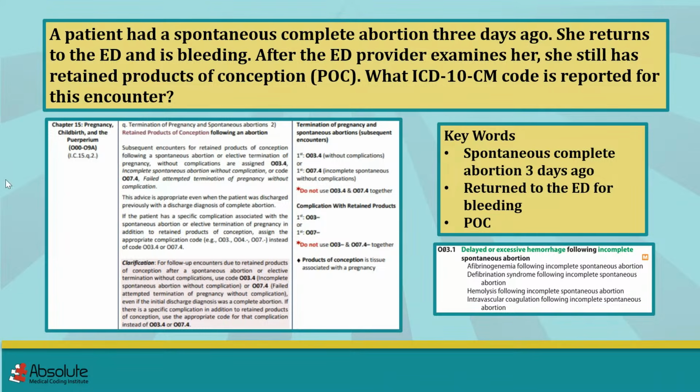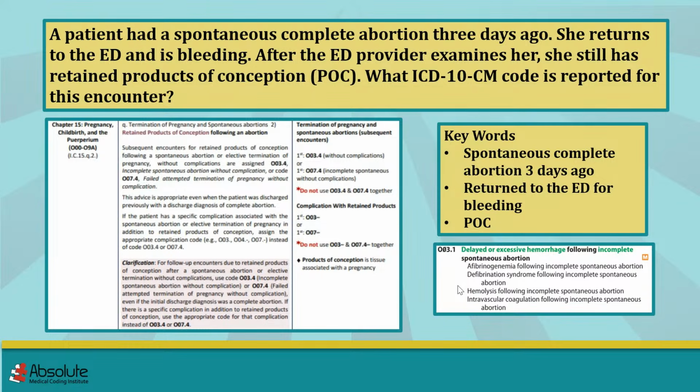So with that being said, we go to that category, that O03.1, and because she is reporting bleeding, which is another keyword we're going to be taking out, because she's returning for bleeding, we're going to use our code delayed or excessive hemorrhaging following incomplete spontaneous abortion. So you really have to focus on this guideline and really read it through to be directed to what specific category and what specific code you're going to use. But all of this, if you read it all, it definitely will guide you to the right code for sure. And that's why the keywords are super important as well.